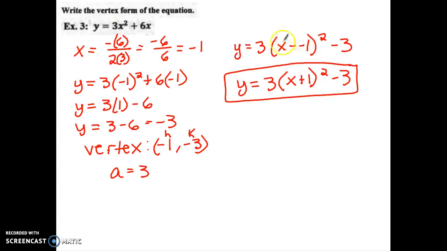All right, so this is what you should have gotten for example 3. Please take note of right here. The formula is X minus H. Well, our H value was a negative, so that's a double negative, which becomes a positive. So it should have been X plus 1 within the parentheses.